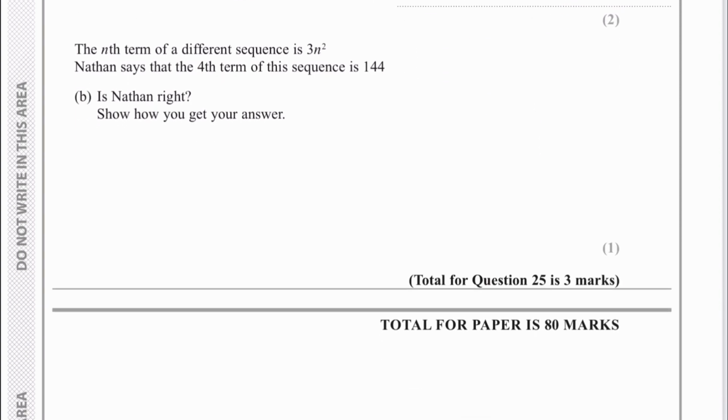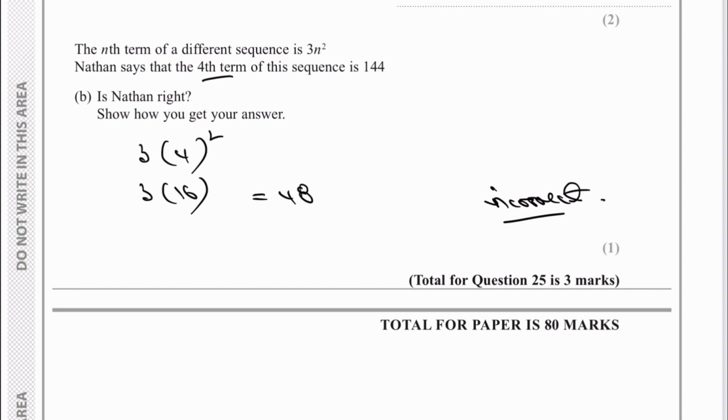Okay, let's have a look then at a different sequence, and it says that's going to be 3n squared. Nathan says the fourth term, so in other words the fourth number in the sequence, is going to be 144. Well, let's have a look and see whether it is. If we do 3 multiplied by n, which is the fourth term, squared. Now remember, we're going to use BIDMAS, so we're going to do the index first, which is 4 squared. So it becomes 3 times 16, and 3 times 16 equals 48. So I'm really sorry, but Nathan is incorrect. It should actually be 48 for the fourth term.